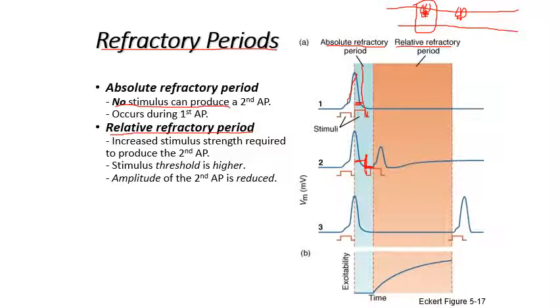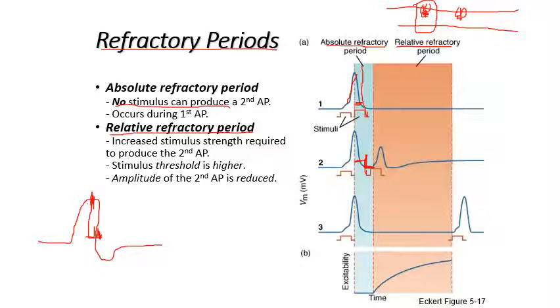Where is my membrane potential? I'm in that hyperpolarization phase. So let me draw it out here. Here is when my inactivation gates come on. Between here and here, my inactivation gates are in place. Now once they've reset, I can have another action potential.